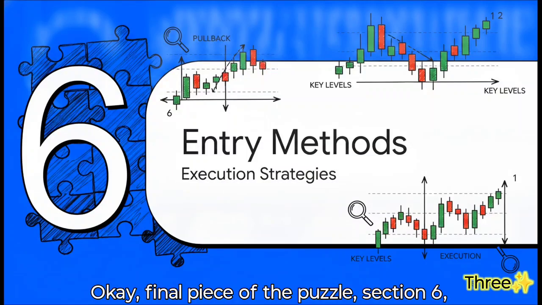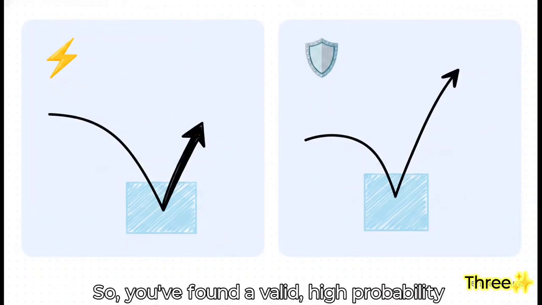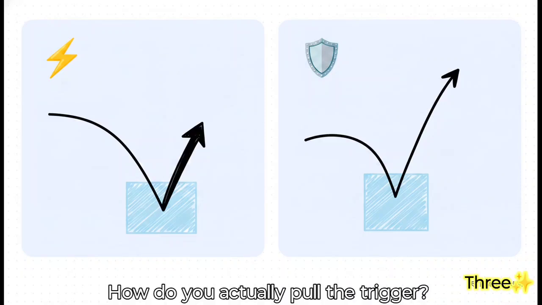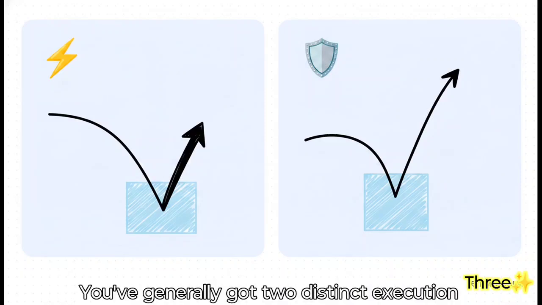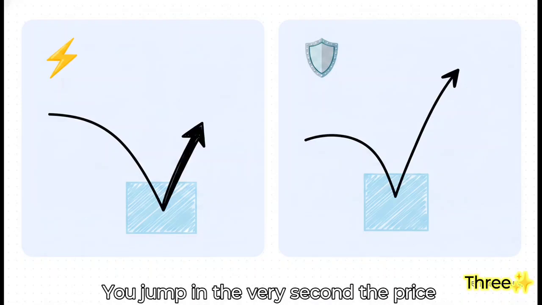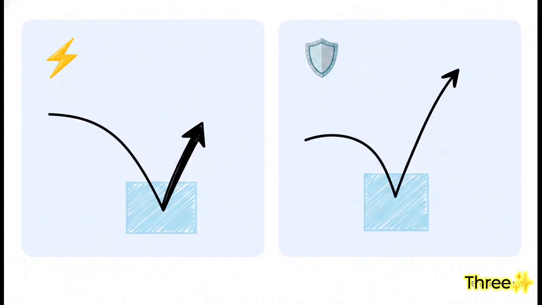Okay, final piece of the puzzle. Section 6, Entry and Execution Methods. So you've found a valid, high-probability pullback at a key level. How do you actually pull the trigger? You've generally got 2 distinct execution styles. The aggressive entry is immediate. You jump in the very second the price liquidates the previous lows or perfectly touches your demand zone.